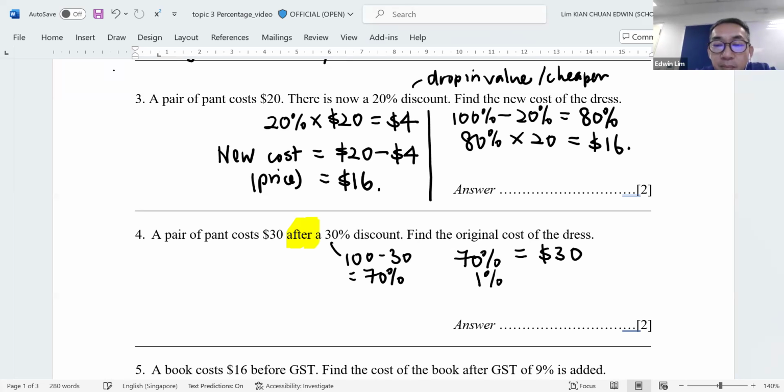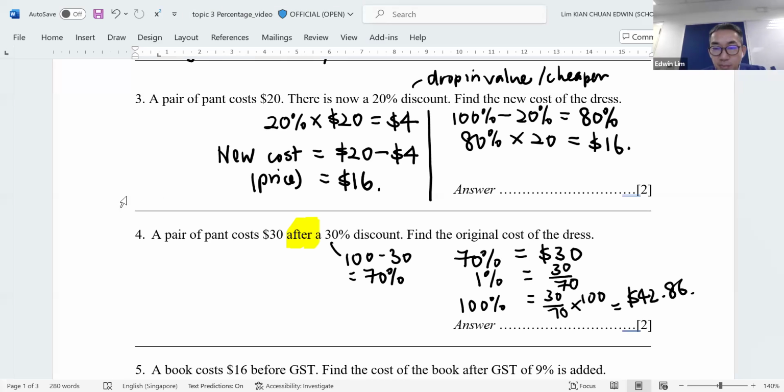So this 70% is actually $30. I find 1%, 30 divided by 70, and I can find 100% now. I use 30 divided by 70 times 100. My answer will be $42.86. All right, 100% actually means the original cost.